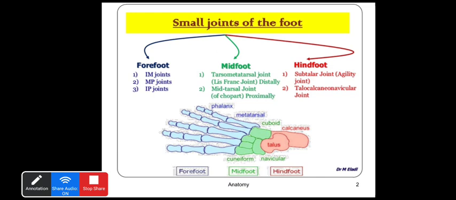Okay. Next, coming to the hindfoot. The important joint is the subtalar, where the inversion and eversion take place, and the talocalcaneonavicular. So these are all the small joints of the foot, and it's very important. Hope it's clear for you. So what are the joints of the forefoot? Because to understand eversion and inversion, these joints are very important.